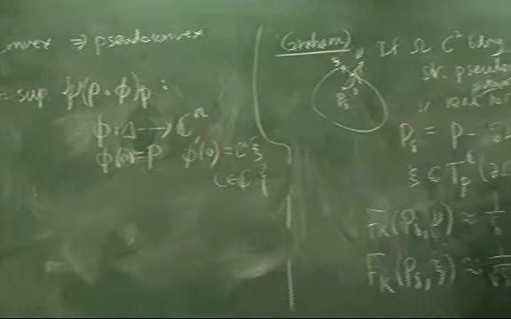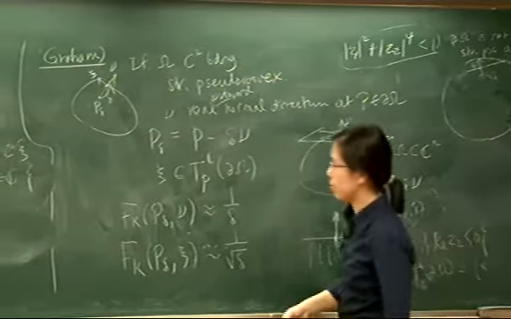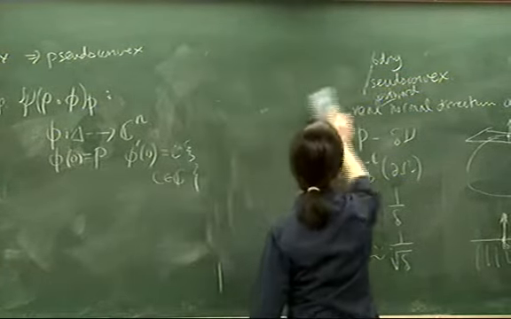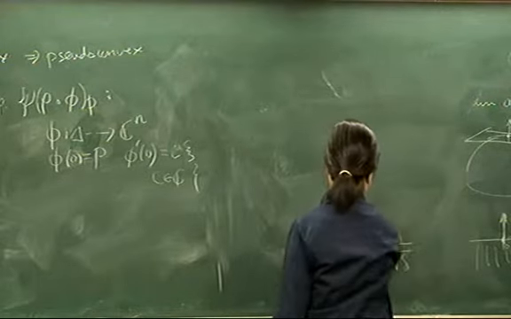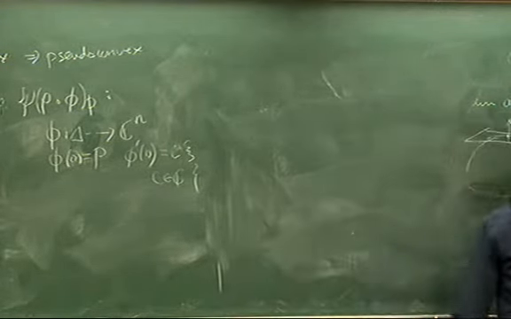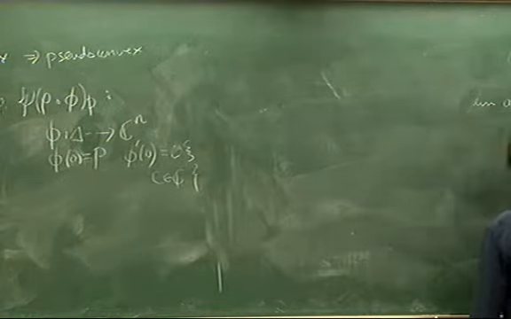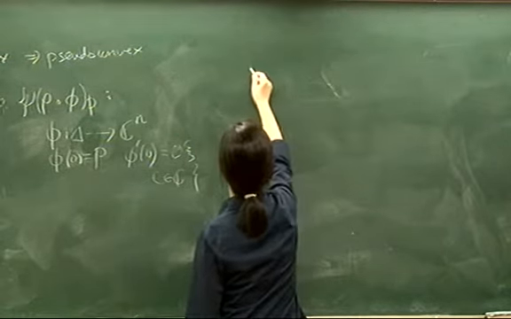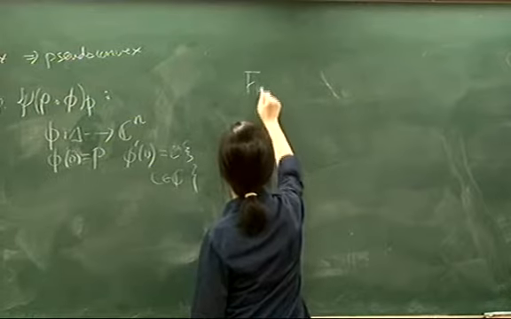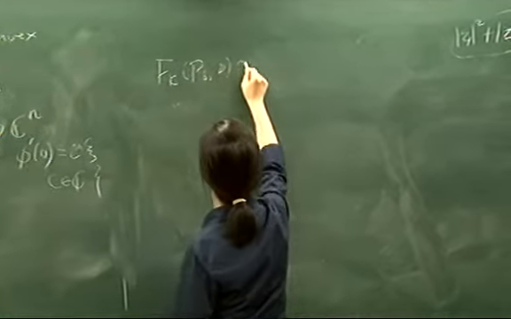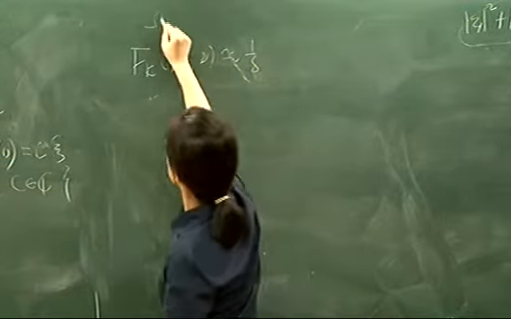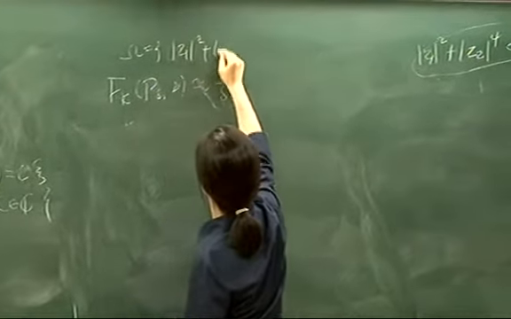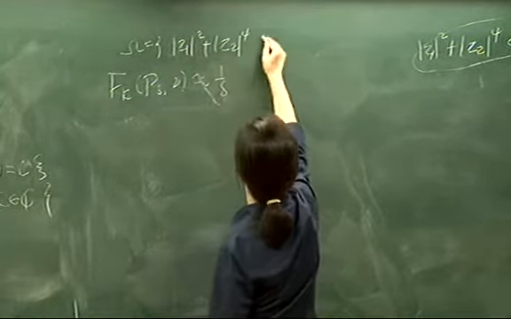So if it's an ellipsoid, then we have Fk, P delta nu is just 1 over delta. If omega is, say, mod z1 squared plus mod z2 to the fourth less than 1.